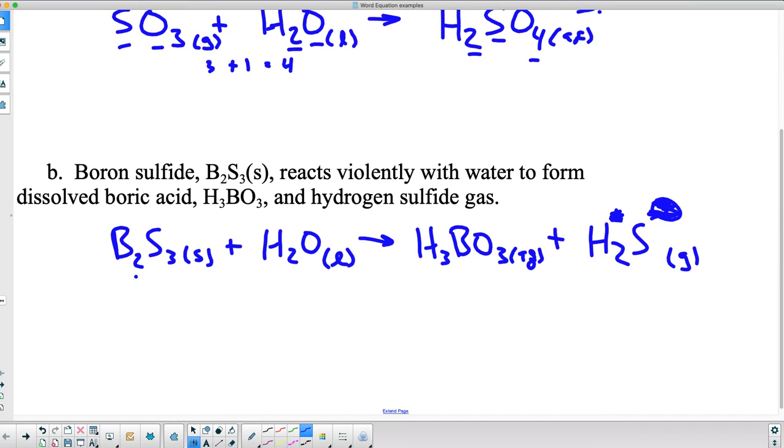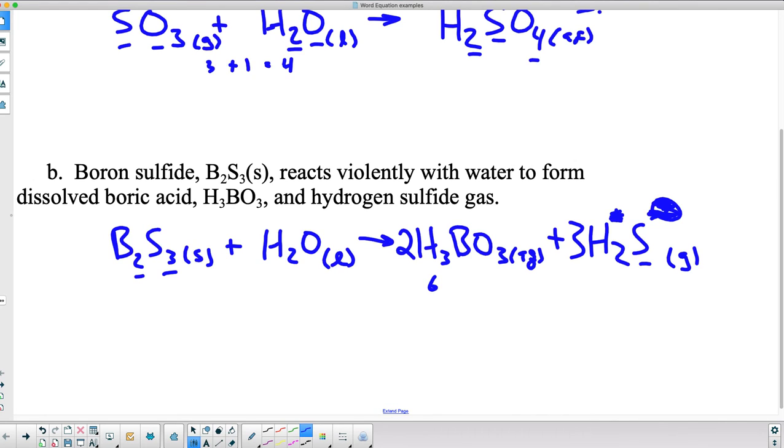Notice I have B2, so I'm going to need a 2 in front of the H3BO3. Okay, so one of my rules is that I balance hydrogen and oxygen last. So that means I have 6 hydrogens here plus another 2, which, I didn't do sulfur yet, so let's do sulfur. That's going to make a difference here, and that's why you always do hydrogen and oxygen last. So sulfur, there are 3 of them here, and I have only 1 sulfur down here, so I put a 3 in front. That gives me 3 sulfurs on both sides.